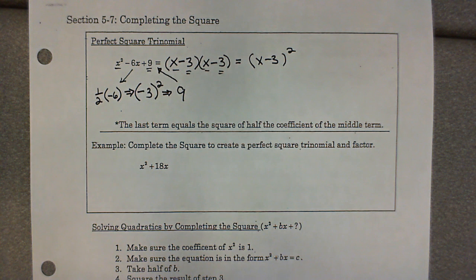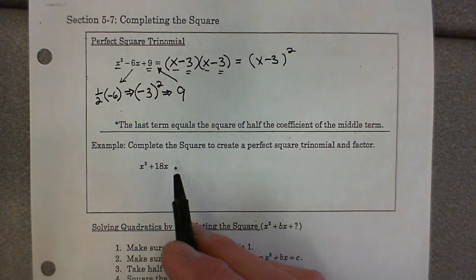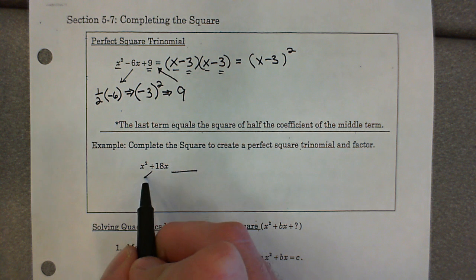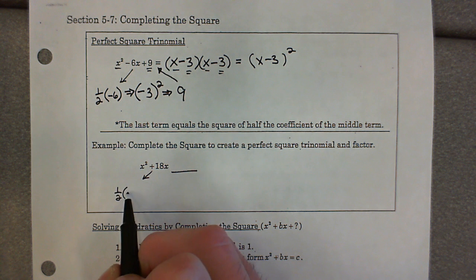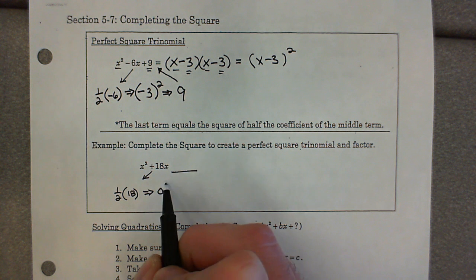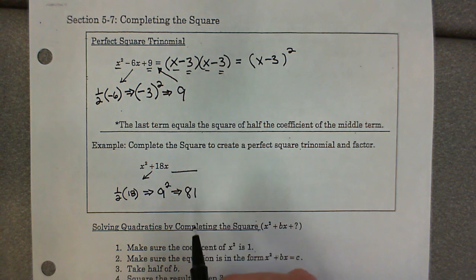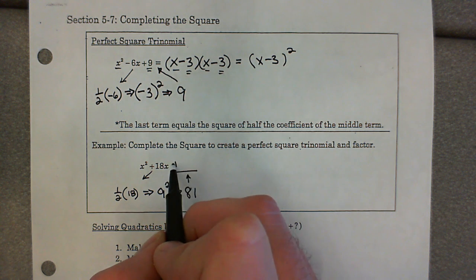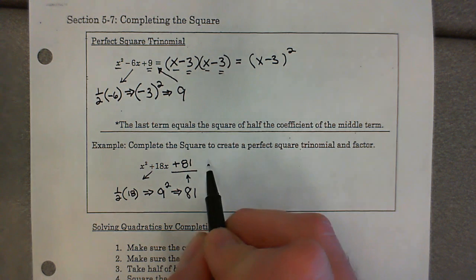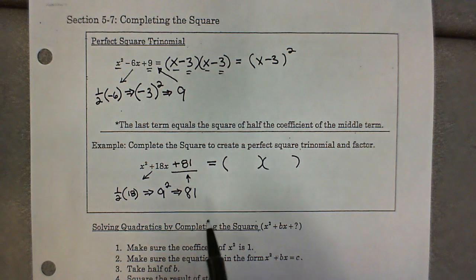So what we're going to do is actually create perfect square trinomials. We're going to go through this process, and we're going to come up with this third term here. So we're going to take half of that middle term, so half of 18 would be 9. Then you're going to square 9, and that's going to get you 81. And that 81 is what's going to be your last term.